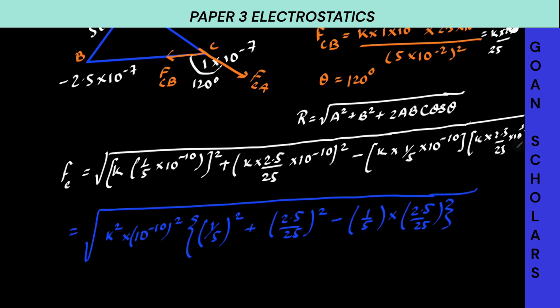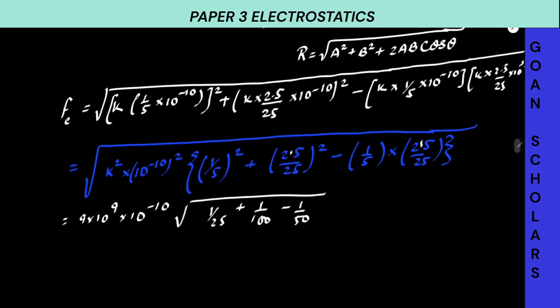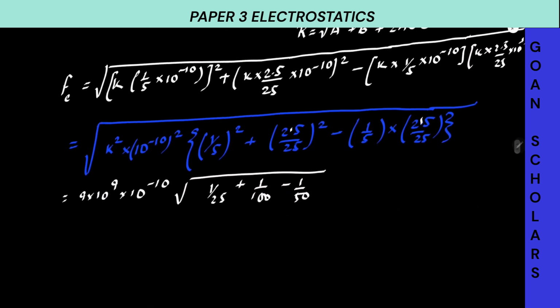These two we can take out of the root. So K square will become K, which is 9 into 10 to the power 9, and 10 to the power minus 10 whole square will come out of the root and become 10 to the power minus 10, right? And here we are left with root under 1 by 25 plus. Now if you remove this decimal, you will get 0 down here and you are left with 1 by 10. So here it will be 1 by 100, minus, this will be removed here and you are left with 10 here. So minus 1 by 50. I hope this is clear. Okay, so this is the thing we are left with in the root.